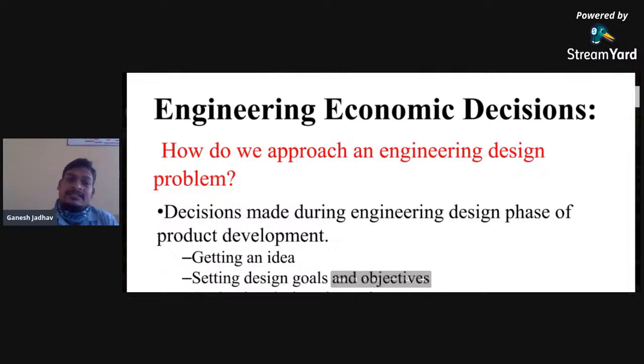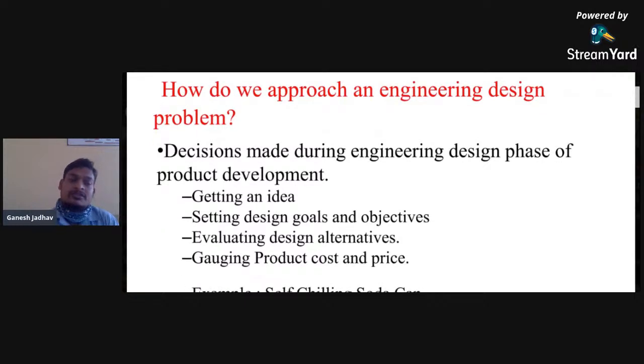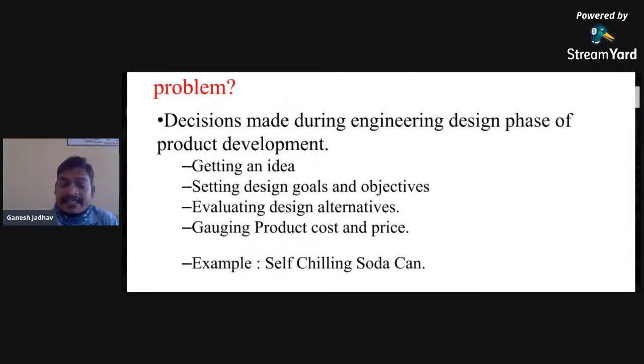Then we move toward the engineering decision, whatever the economic decision, which is the second problem. How do we approach an engineering design problem? The first is the decisions made during the engineering design phase of product development. For product development, the first requirement is getting an idea, and then setting design goals and objectives. So this is the second step.